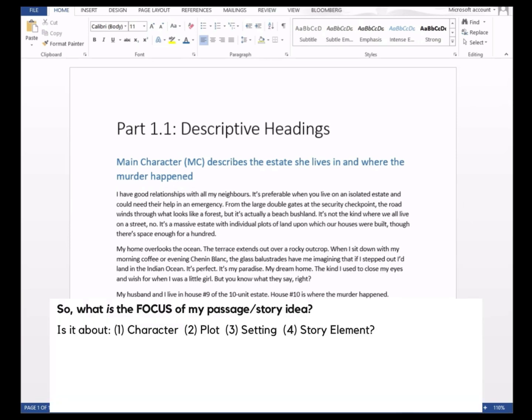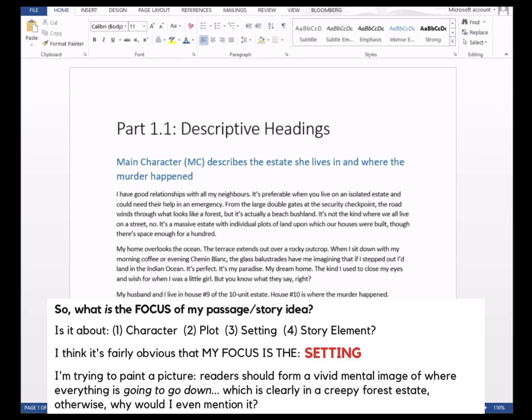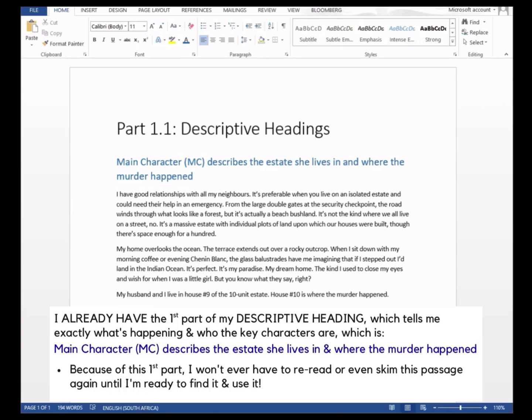Getting back to the story idea on the page, it's crystal clear that the focus is the setting. I'm trying to paint a picture so readers can truly visualize and be able to form a vivid mental image of where everything is going to go down, which is clearly in this creepy forest estate. Let's add the focus, which is the setting, to my descriptive heading.